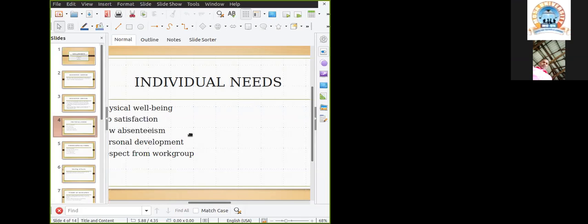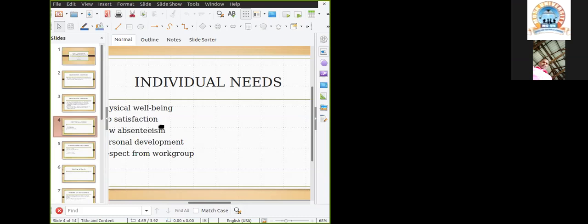So as a manager, you need to be able to assess, as far as the organization is concerned, are we able to meet these individual needs? Because if you can't meet these needs, you find that the employees in your health facility or hospital that you're managing, they will not be in a position to be motivated.